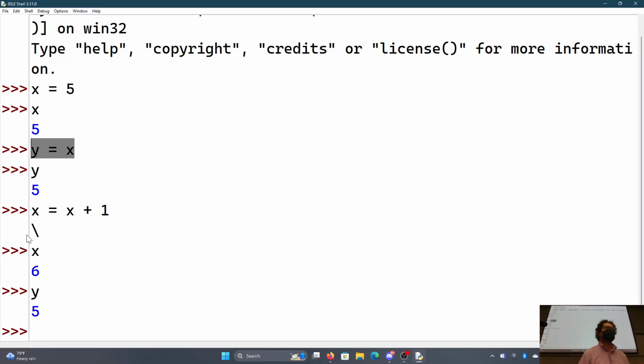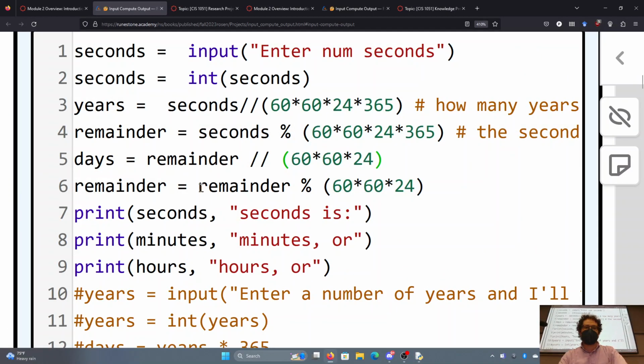It's just not. Okay? Remember, this is an assignment statement, and it says compute the result on the right and store the result in the left. So when I say remainder is equal to remainder mod this value, what I'm doing is taking the original remainder, dividing it by a big number, taking the remainder, and overriding the previous value. That's what's going on there.